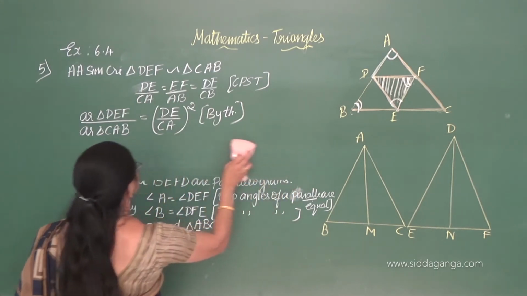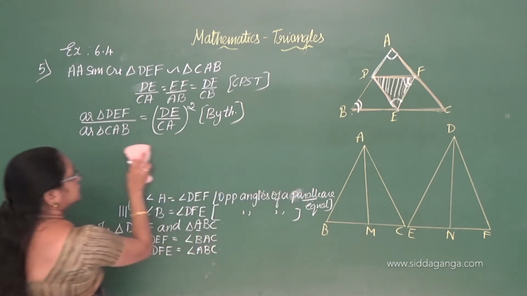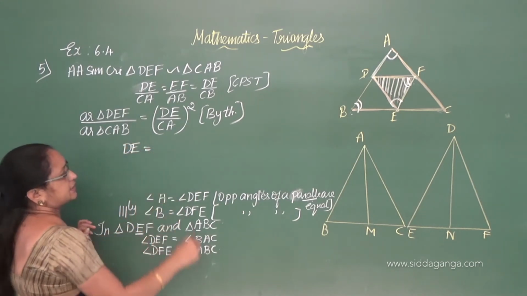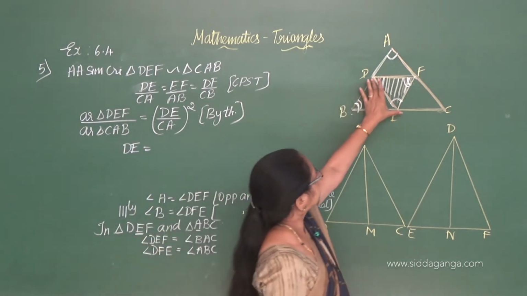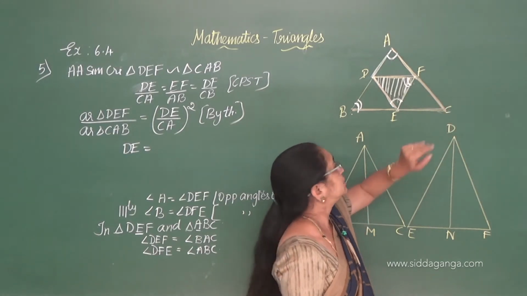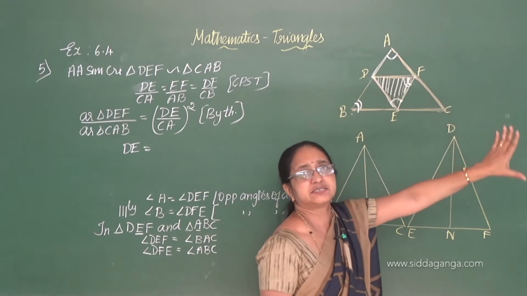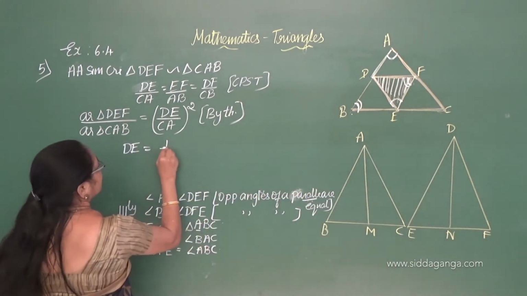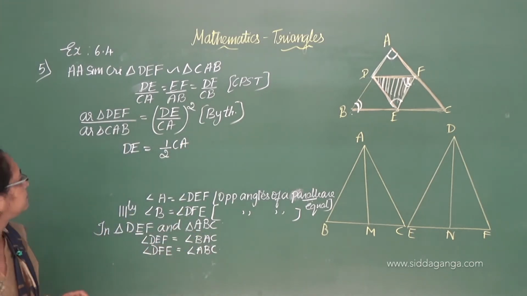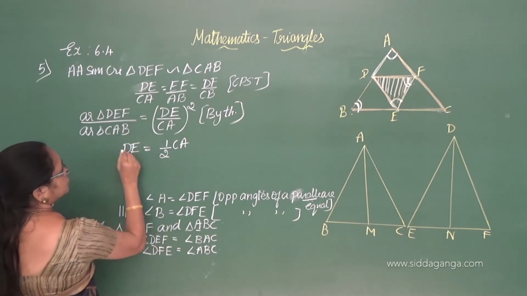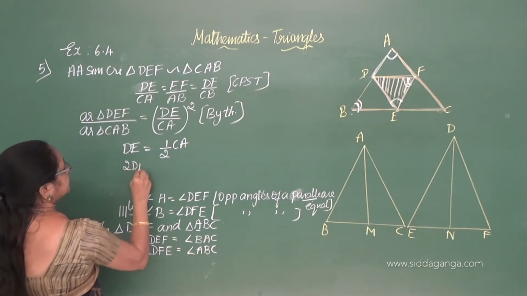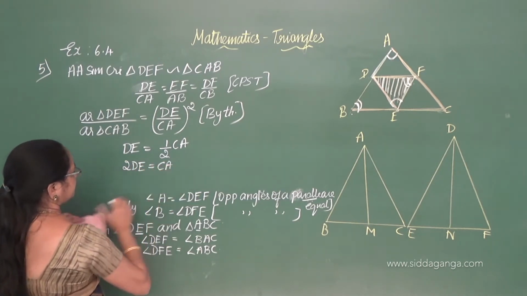Now, I told you at the beginning that by the midpoint theorem DE is parallel to AC, correct? And also DE is half of AC, that is, DE is half of AC or CA, correct? Or we can take 2DE is equal to CA, anyway you can take, no problem. 2DE is equal to CA, any one you can take.